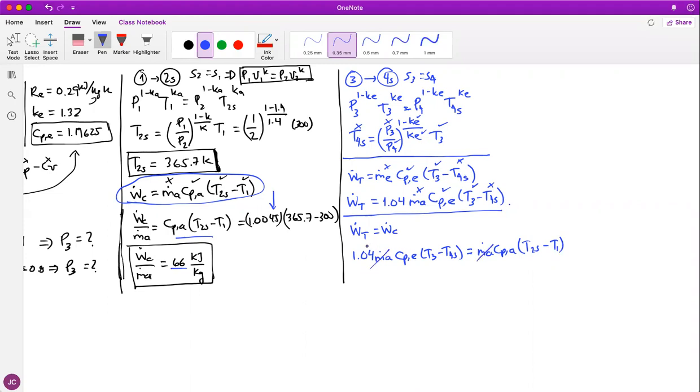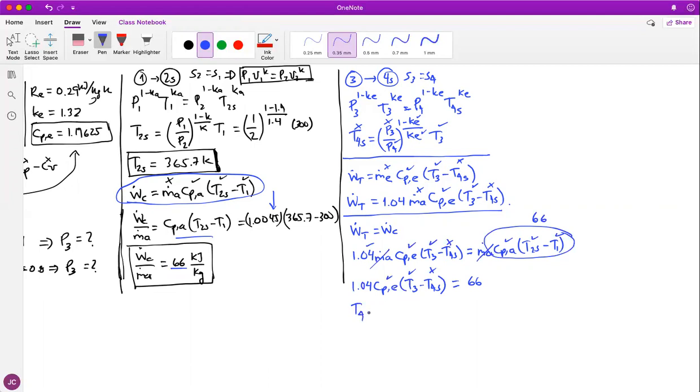What I have over here is that I know the 1.04, I know CPE, I know T3, I don't know the T4S. I know all this other stuff, which is 66. Therefore, I'm going to put this: 1.04 CPE (T3 minus T4S) equals 66. Now from here, this is my only unknown.